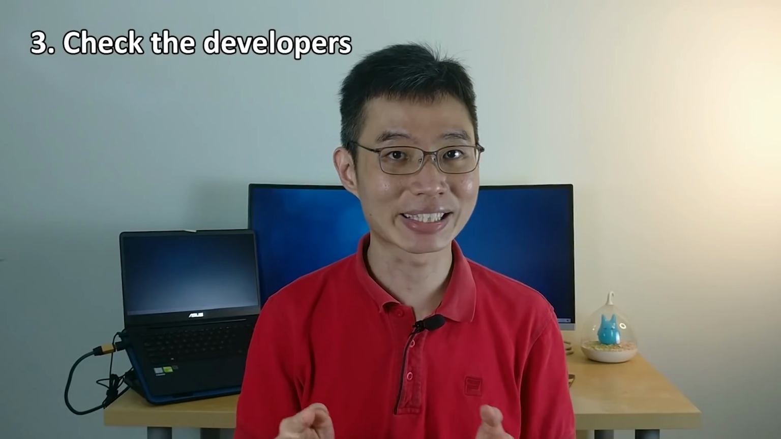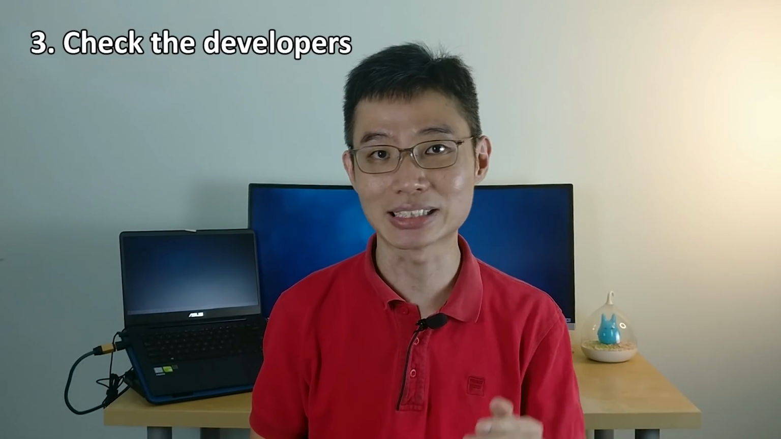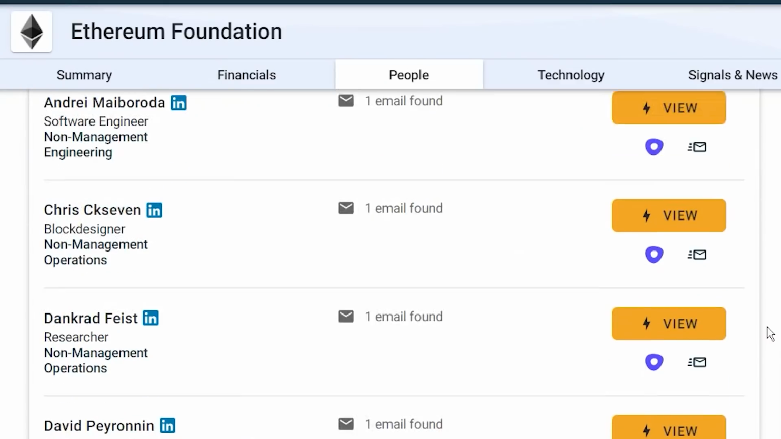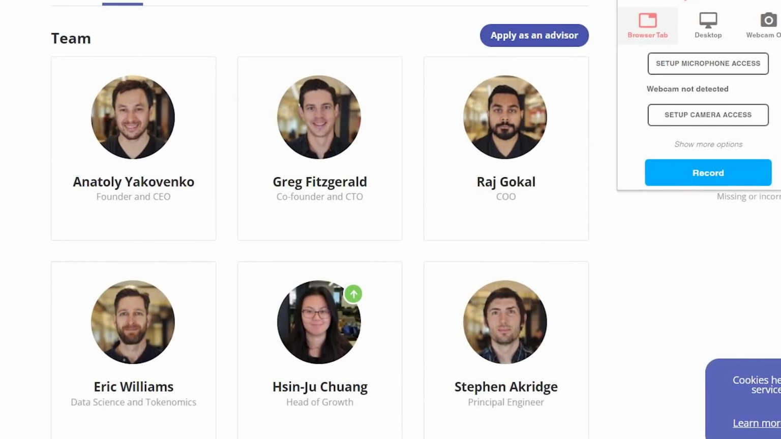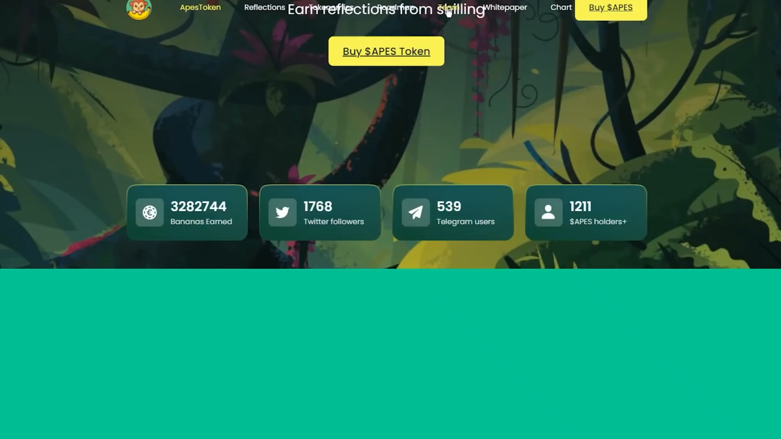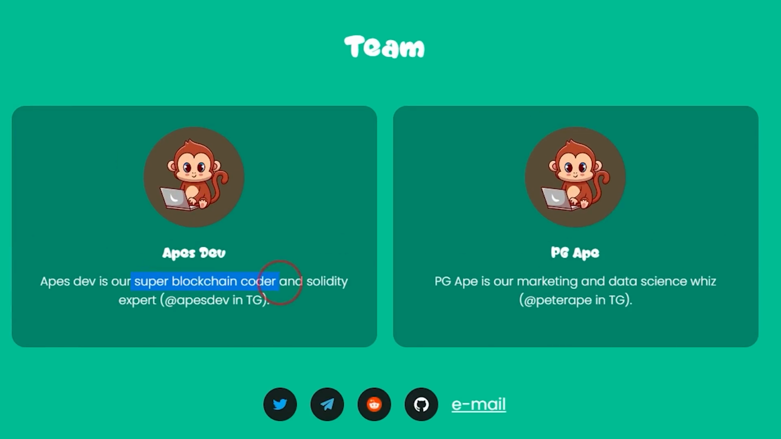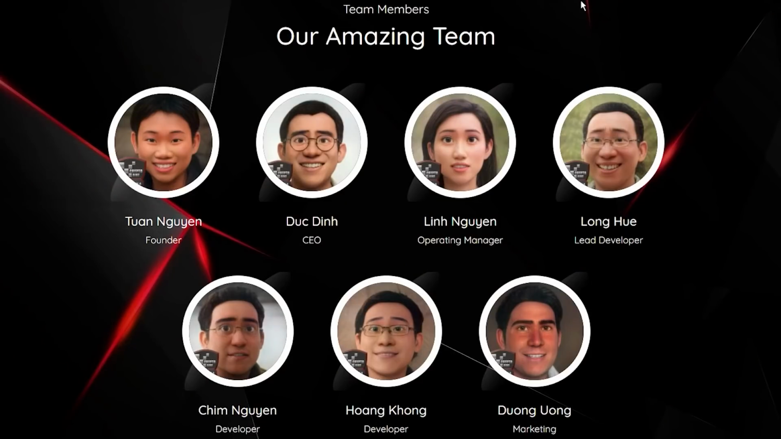Third, find out who are the developers, because if they are well known, the chances that they will try to scam you is much lower. For example, we all know that Ethereum was created by Vitalik Buterin and his team. Solana was created by Anatoly Yakovenko. On the other hand, if you look at this Apes token, the team is just two monkeys. One is a super blockchain coder, another is a data science whiz. We don't know who they are, what's their real name, where they live. Nothing. Or these crypto bike riders, where the team is just using some 3D images.